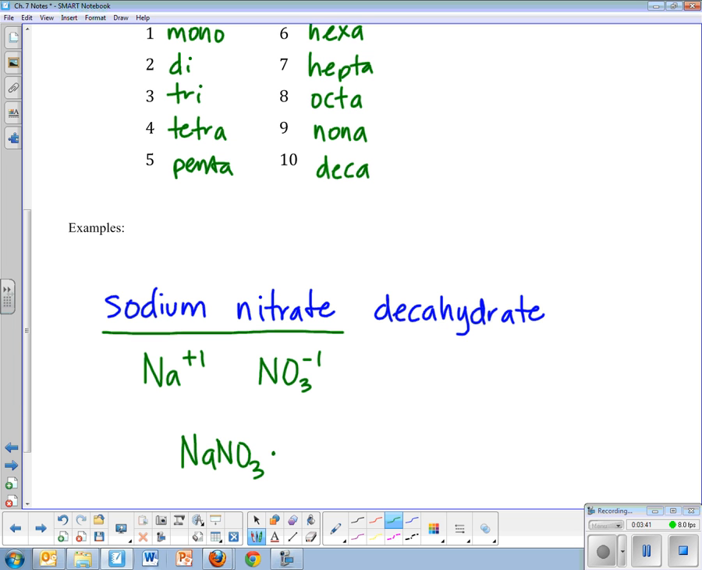And now we have to indicate the waters. So I'm going to put a little dot, kind of like a multiplication dot. And the deca prefix means you have 10. So I have 10. Hydrate means there's water. So 10 H2O. So there's our formula.